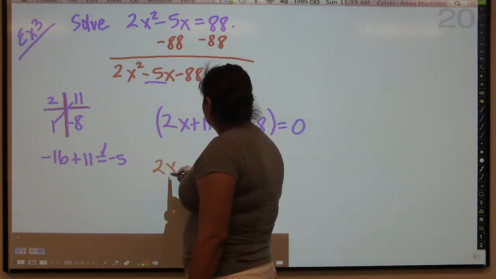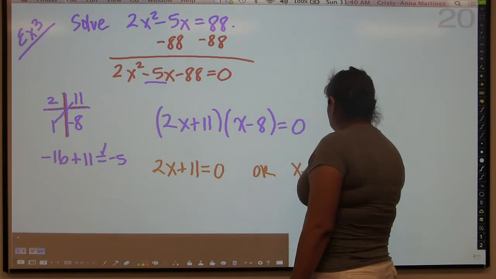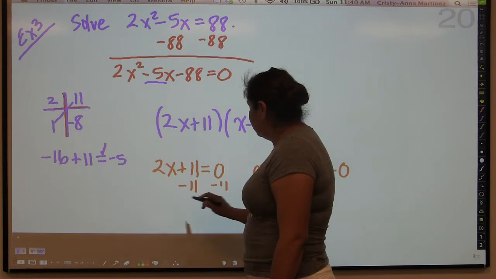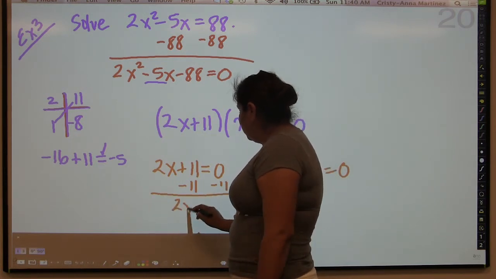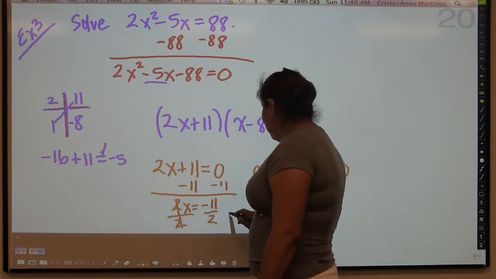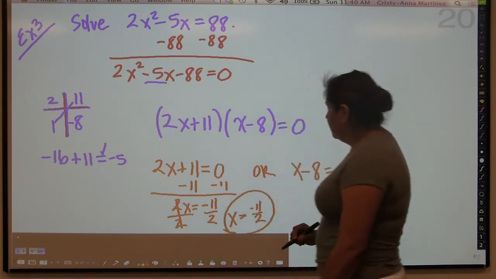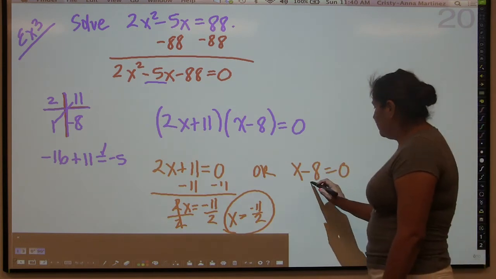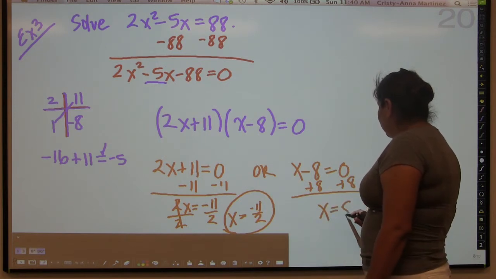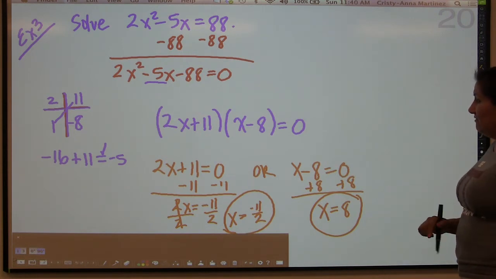So we have 2x plus 11 equals 0, or x minus 8 equals 0. Okay? So in this case, I'm going to subtract 11 from both sides to solve. And I get 2x equals negative 11. Then we divide by 2. And we get that x equals negative 11 halves. And yes, it's okay to have fractions as answers. So we get negative 11 halves. And in this case, we're just going to add 8 to both sides. And we get that x equals positive 8. So those are our two solutions, 8 and negative 11 halves.